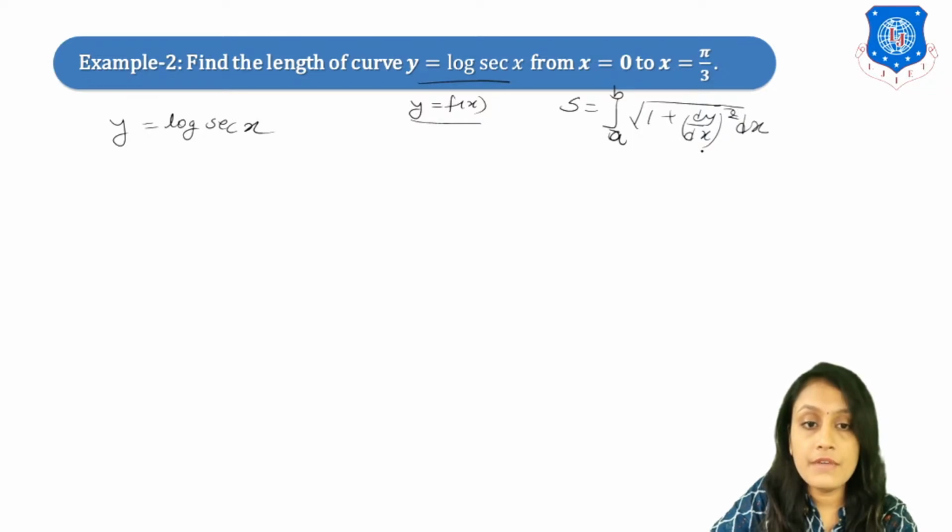First we have to find dy by dx, right? So dy by dx is what? The derivative of log sec x is 1 upon sec x, and the derivative of sec x is sec x tan x.